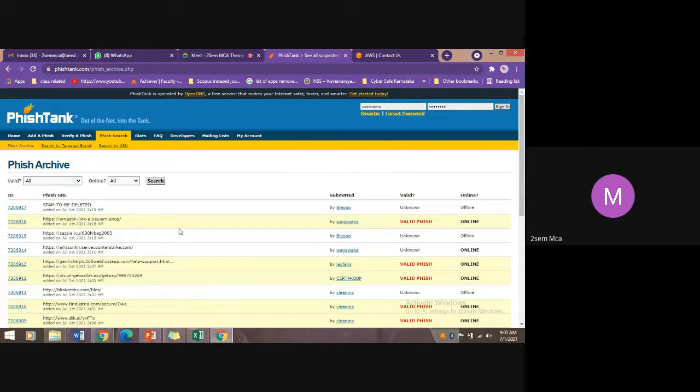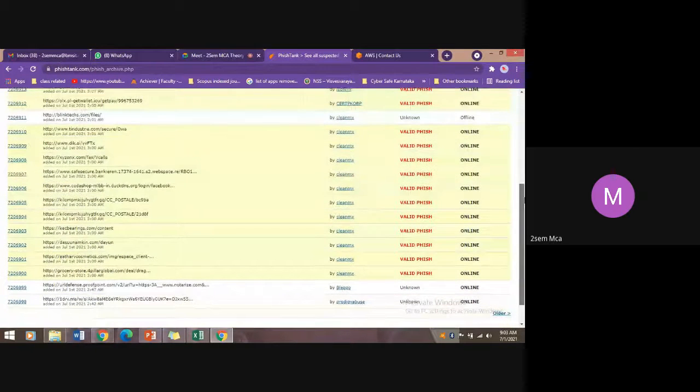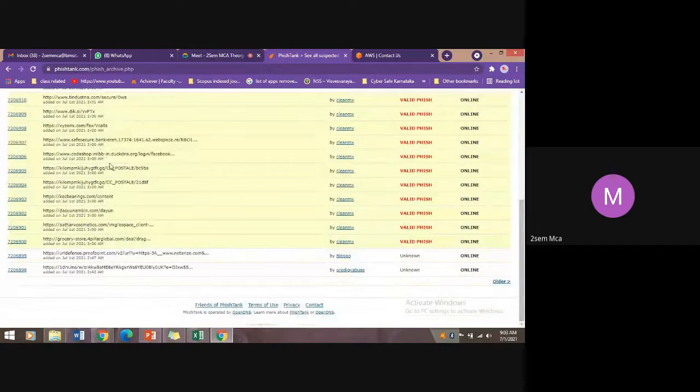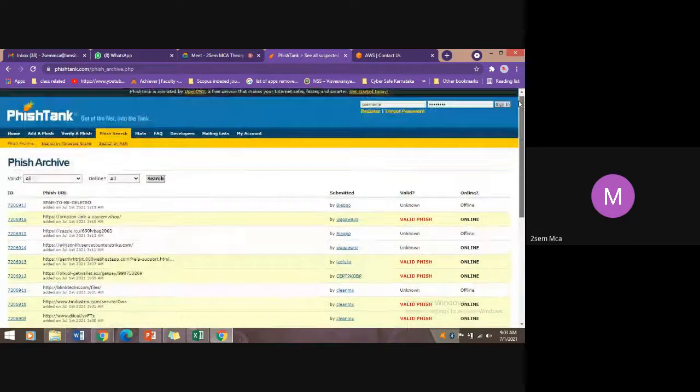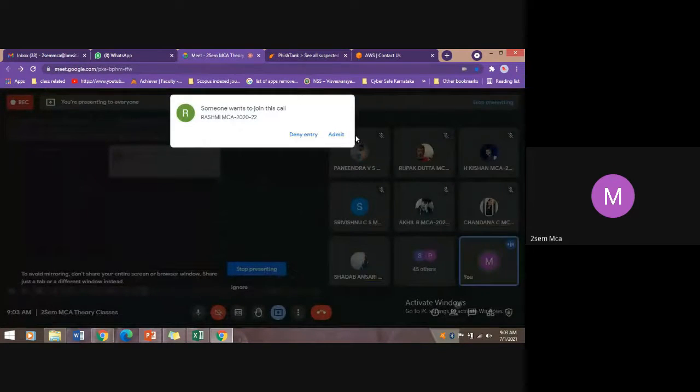So spam to be deleted. For each phishing ID, they are given by PhishTank. These are the URLs and the URIs of those URLs. Here, see, unknown publisher, valid publisher. These are all the websites which are there over the internet, still running. They steal internet users' identities.